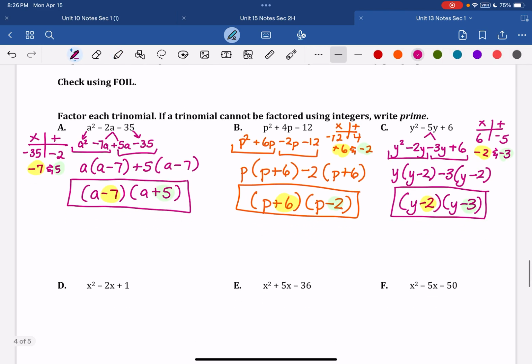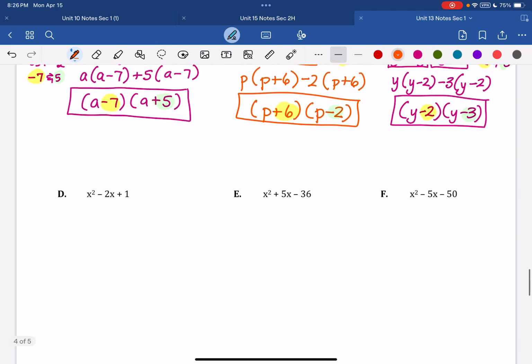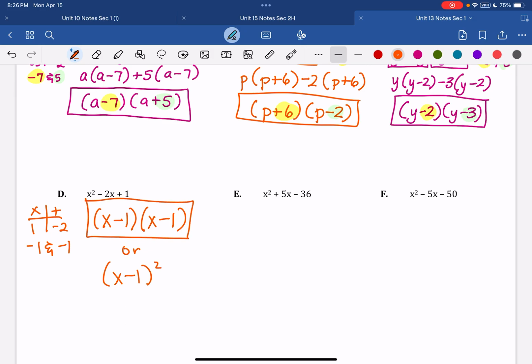Okay, so let's see if we can use that shortcut. This one multiplies to positive 1 and adds to be negative 2. So that's going to be negative 1 and negative 1. So in one parenthesis, we have variable minus 1, and the other one, variable minus 1. Because these happen to be the same, this is what we call a perfect square trinomial. You could also write this as x minus 1 squared if you wanted to, but I'm perfectly fine with you not.